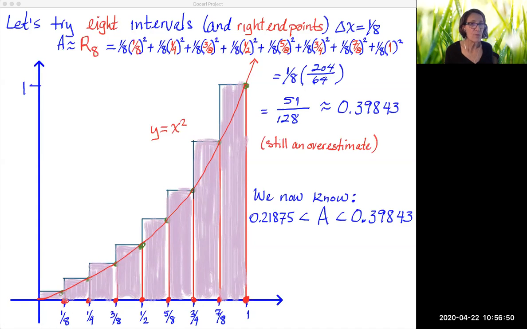We know that the area that we want is somewhere between the first and the second example we did. We did 4 intervals with 4 rectangles with left endpoints, and we got 0.21875, and we knew that was an underestimate. So now we're using 8 rectangles with right endpoints, and we got 0.39843. So these two numbers are a little closer together. So the thing we're looking for is somewhere between these two approximations.